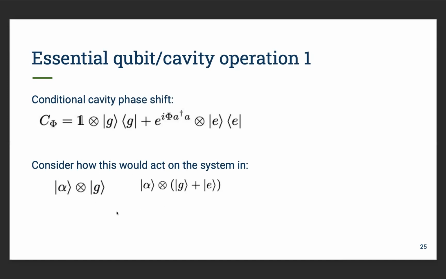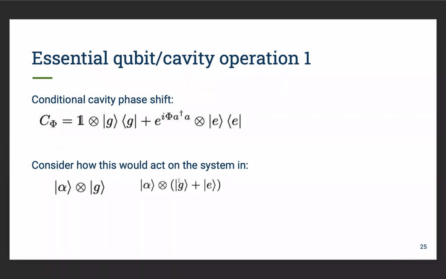So you can consider what would happen if we were originally in this state. Here, this means that the cavity was initially in a coherent state represented by alpha, and the qubit was initially in its ground state. And you can see this would just leave the qubit in its ground state and leave the cavity in the coherent state it was in. So when you're initially in this state, nothing will happen. But what would happen if instead you started with the cavity in some coherent state and the qubit in a superposition of the ground and excited state?